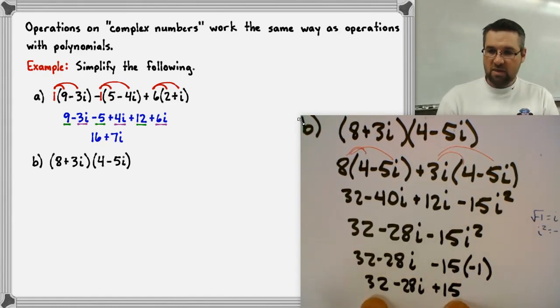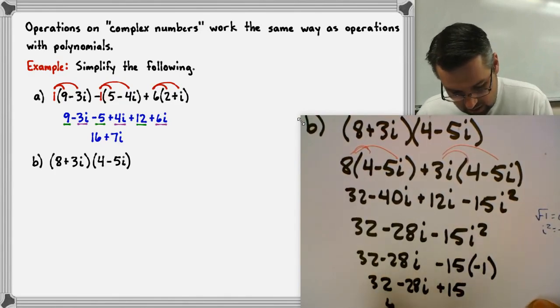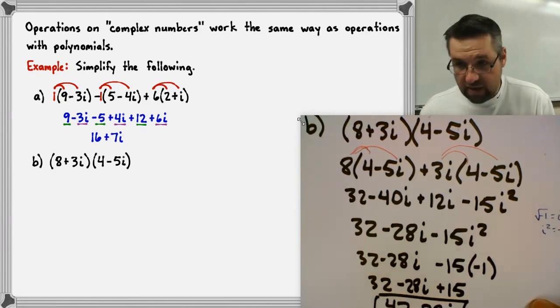And now these can combine. The 32 plus the 15 can combine. 32 plus 15 is 47, and then minus 28i. And that is our final answer.